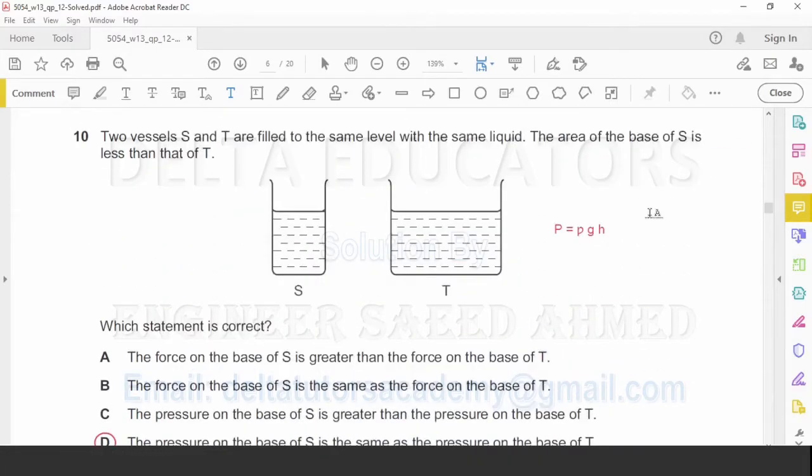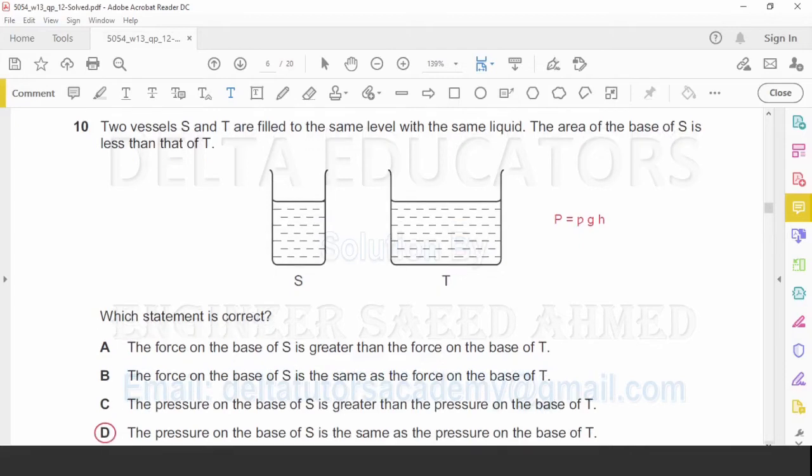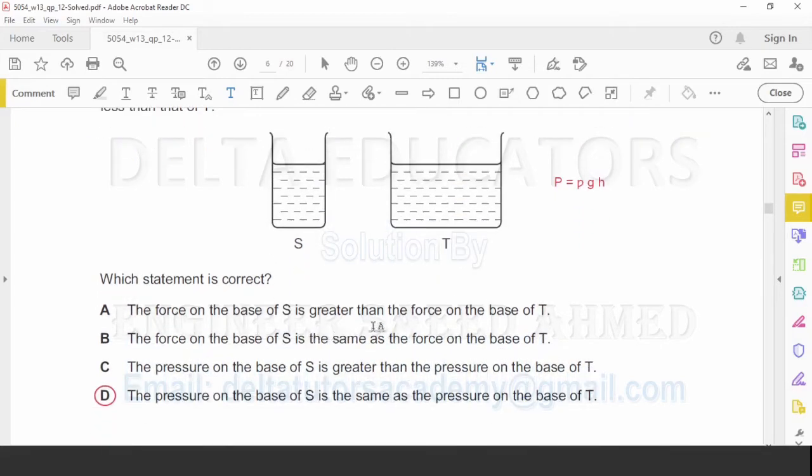Question number 10. Two vessels S and T are filled to the same level with the same liquid. The area of the base of S is less than that of T. Which statement is correct? Option A. The force on the base of S is greater than the force on the base of T. Option B. The force on the base of S is the same as the force on the base of T. Option C. The pressure on the base of S is greater than the pressure on the base of T. Option D. The pressure on the base of S is the same as the pressure on the base of T. Here the last option, option D, is the correct one.